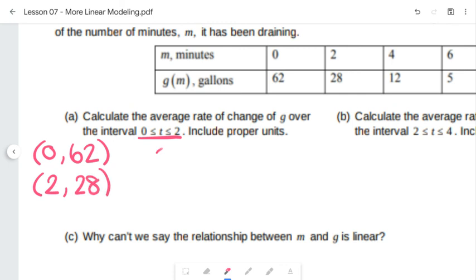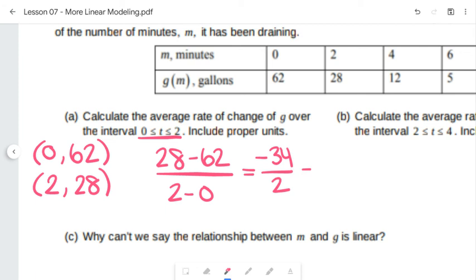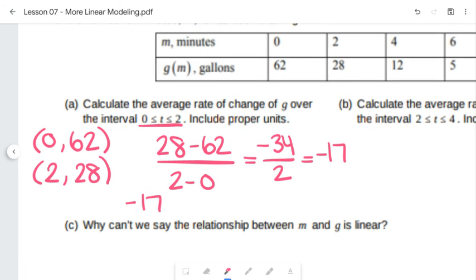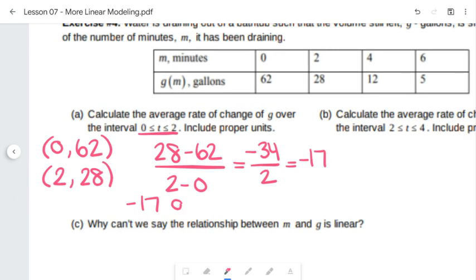So average rate of change, we take the Y, so 28 subtract 62 over 2 subtract 0. So when I have 28 subtract 62, I end up with negative 34 over 2, and we get negative 17. And remember, when we talk about it as units, it's negative 17 gallons per minute.